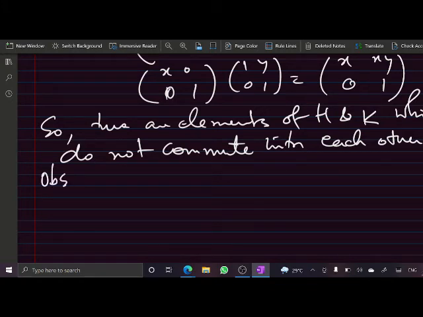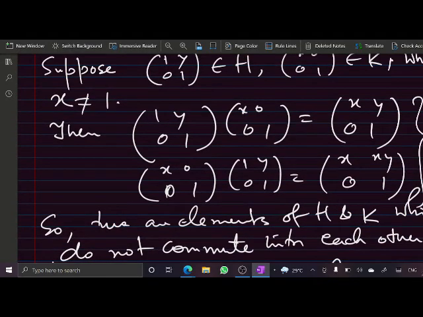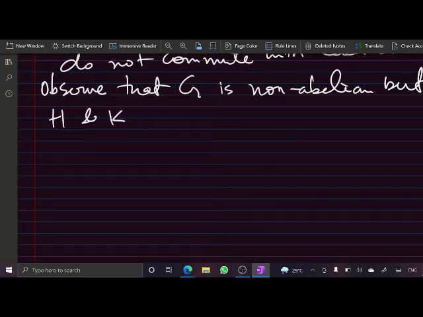Now, observe that G is non-abelian, right? Why? G is non-abelian, but H and K both are abelian.